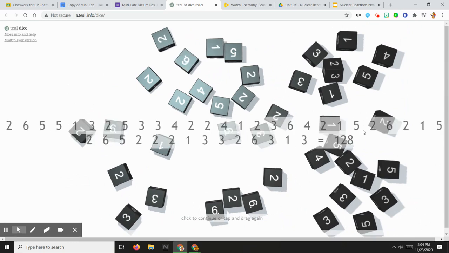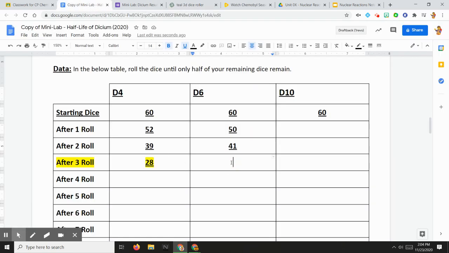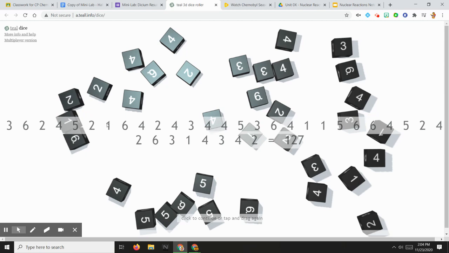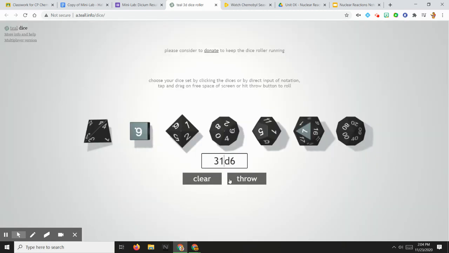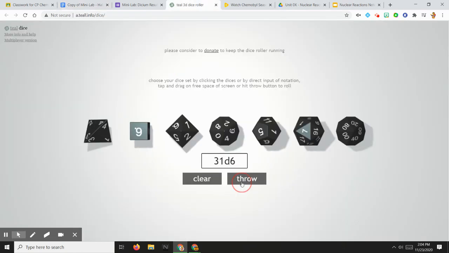1, 2, 3, 4, 5, 6. 6 dice broke down. 6 dice rolled a 1. So now I have 35 remaining, and I'm going to record that 35. All right, and now I roll again. Here we go. Now 1, 2, 3, 4. 4 dice broke down, so I'm at 31. I'm so close. I want to get to half of my starting amount, so I got to get to 30. It's probably going to happen in the next roll.